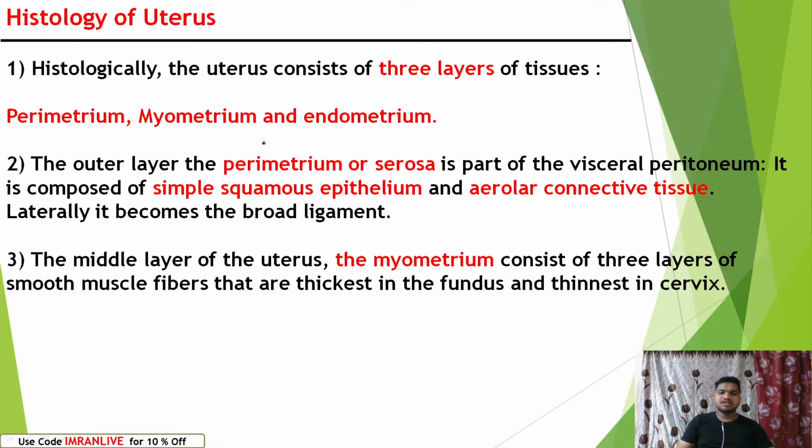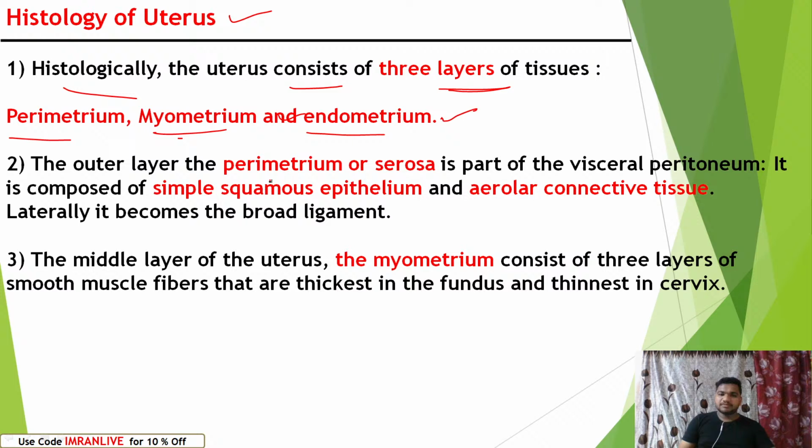Let's understand the histology of the uterus. Which kind of cells are present in the uterus? Histologically, the uterus consists of three layers. The three layers are perimetrium, myometrium, and endometrium. Perimetrium is the external layer, myometrium is the middle layer, and the endometrium is the internal layer.